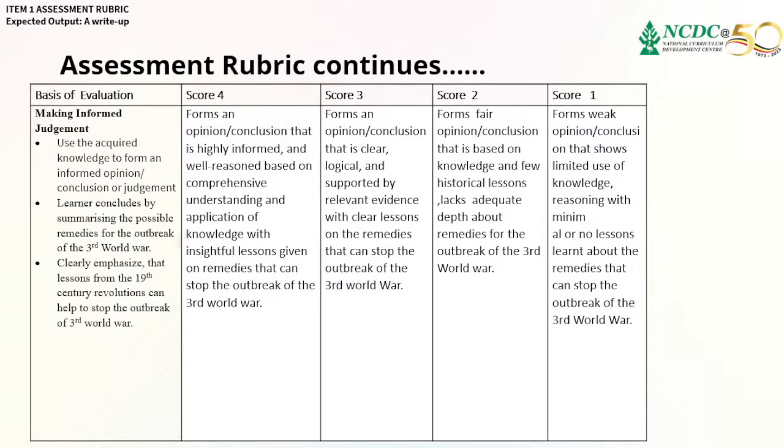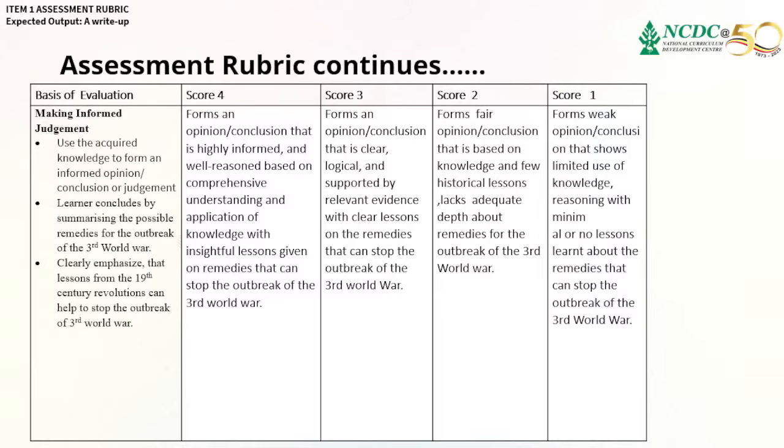Score 4: a learner forms an opinion or conclusion that is highly informed and well reasoned, based on comprehensive understanding and application of knowledge, with insightful lessons given on remedies that can stop the outbreak of the Third World War. Then score 3: a learner forms an opinion or conclusion that is clear, logical, and supported by relevant evidence, with clear lessons on the remedies that can stop the outbreak of the Third World War.